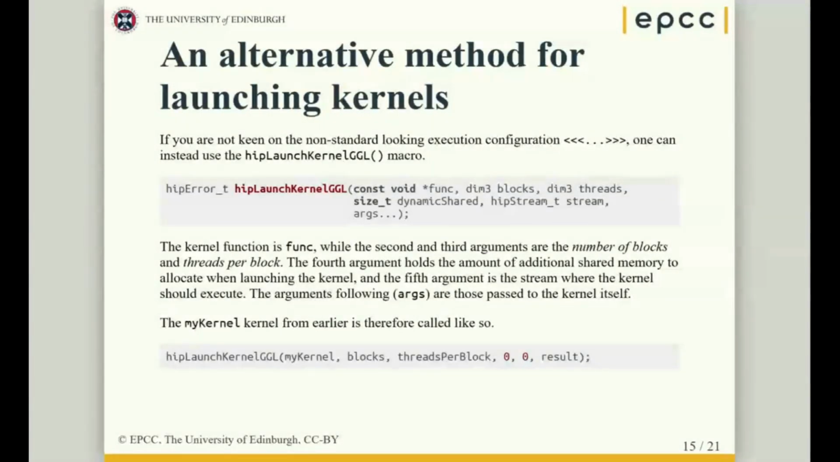Normally the fourth and fifth argument are 0, but we can use them. That is explained there: the fourth argument is the amount of additional shared memory to allocate when launching the kernel, and the fifth argument is the stream. We will see streams, if not, probably tomorrow.